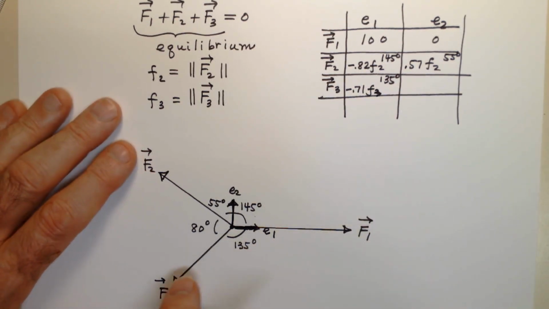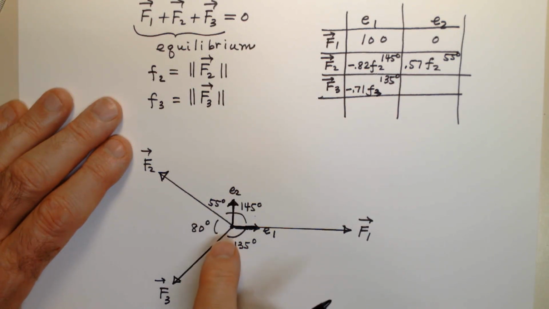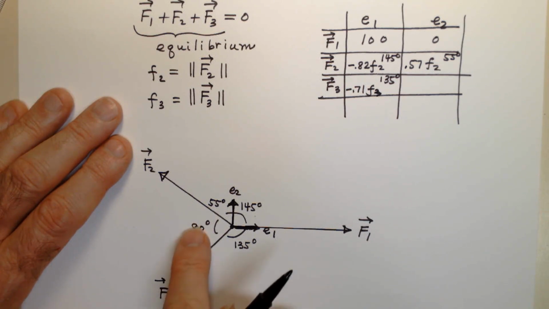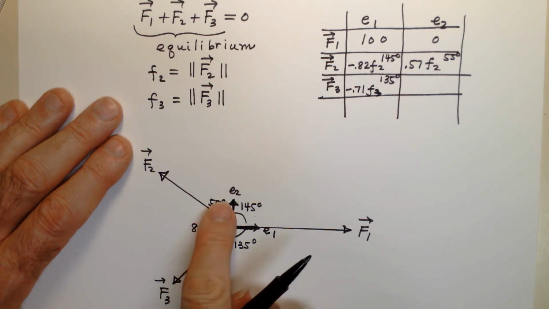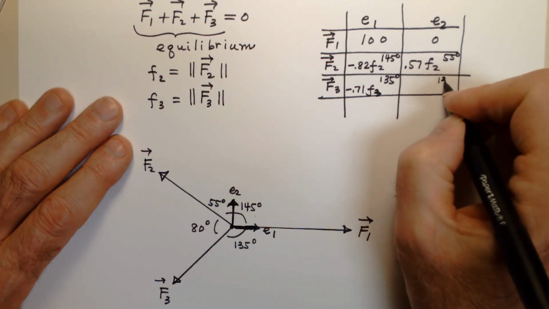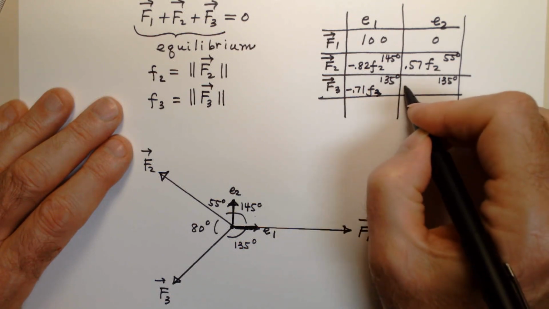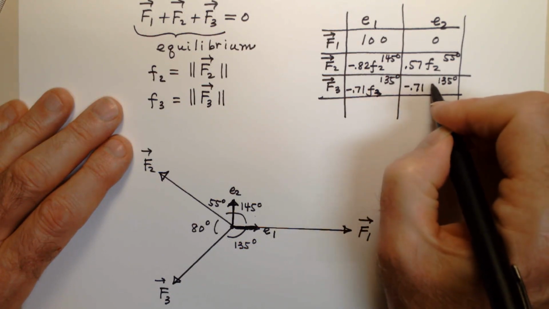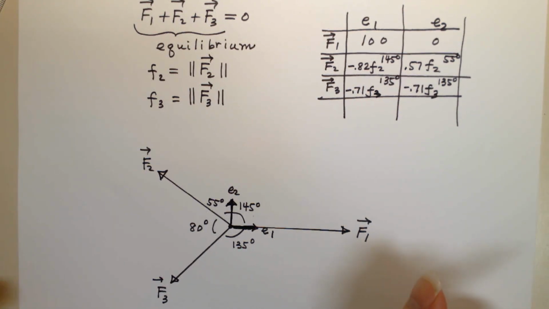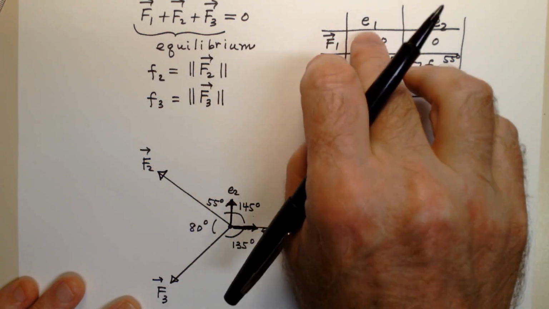And then finally, I have to compute the angle that F3 makes with E2. So here I have to take that 55 degrees that I worked with earlier and this 80 degrees. Together, those will take me from F3 to E2. So that's another 135 degrees. And when I compute that cosine, it's the same as before. It's negative 0.71. And this is F3. Okay, so I've worked out all the components of the force vectors in E1 and E2.